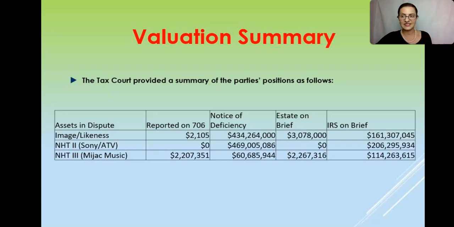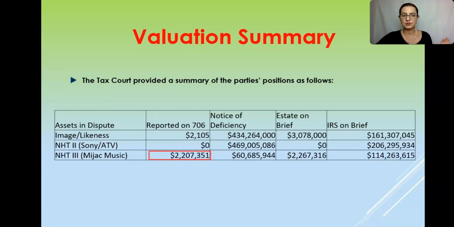Remember, not all of his assets were being contested, but those particular three assets were contested: Michael Jackson's image and likeness, his interest in Sony, and then his interest in Mijak, which was the S Corp. His image and likeness was valued by the estate on the Form 706 at only $2,105. His interest in Sony was valued at zero because remember, it was heavily in debt. He had mortgaged or borrowed money against that asset, and so the estate determined that the value was zero.